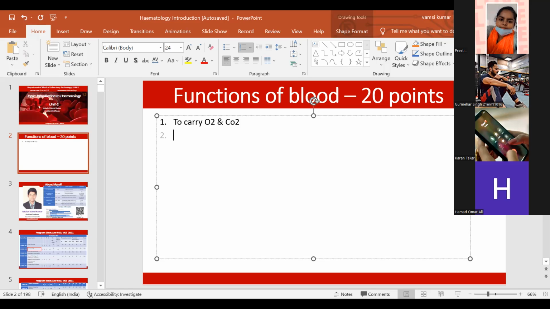Apart from carrying oxygen and carbon dioxide, are there any other functions of blood? Yes, sir. It carries WBC, platelets. Okay, it carries WBC, like a protective function. So protective function by WBC, and it can kill fungus, bacteria, microbes. Platelets are for the clotting of blood. Very good. For the clotting of any wound or something.